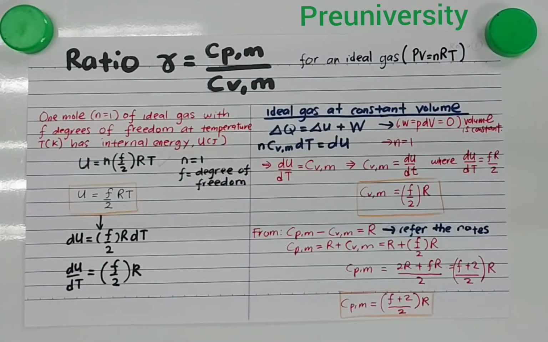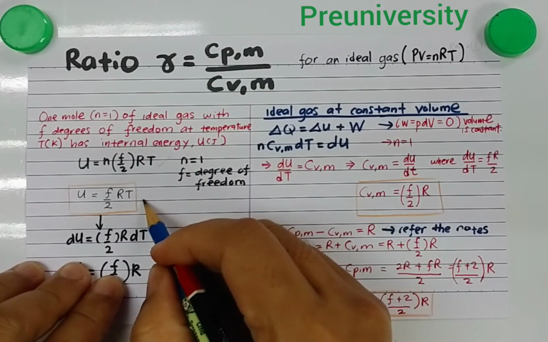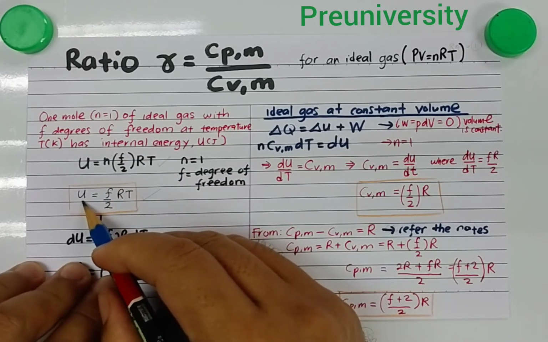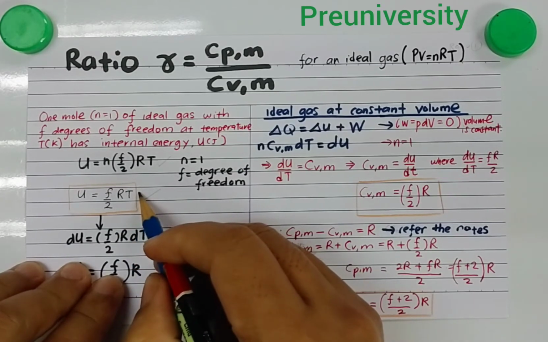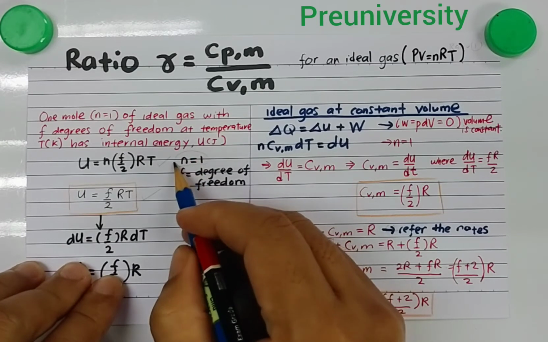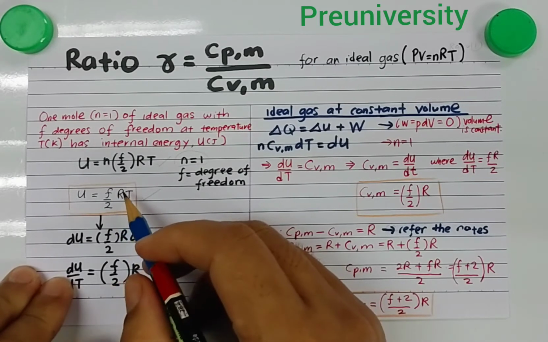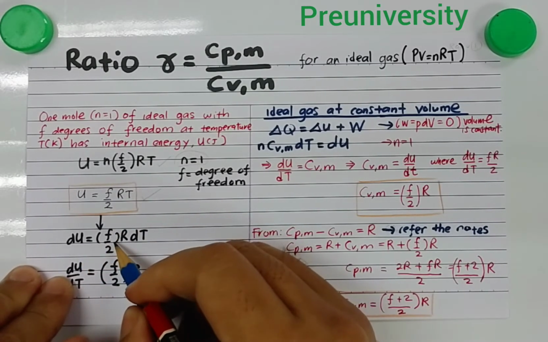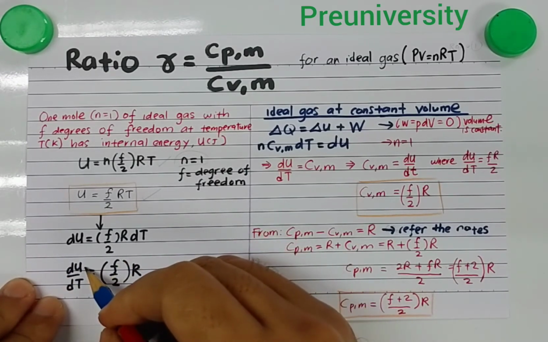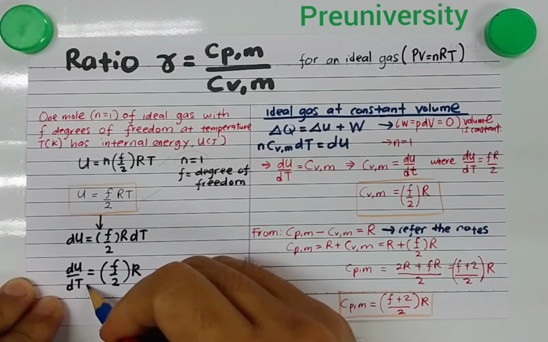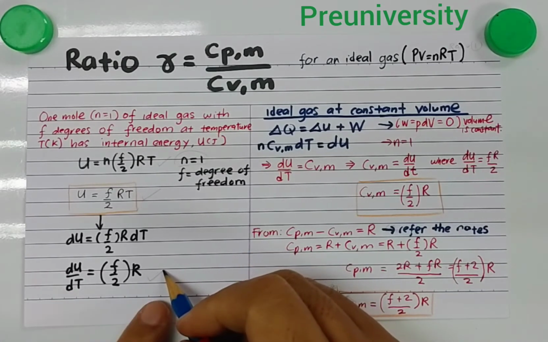Because we take n is equal to 1, we can get this equation: the internal energy is equal to F over 2 RT. Then we continue, so we differentiate both sides of this equation. Delta U is equal to F over 2 R delta T. Then we can write delta U over delta T is equal to F over 2 R. So we can get this equation.